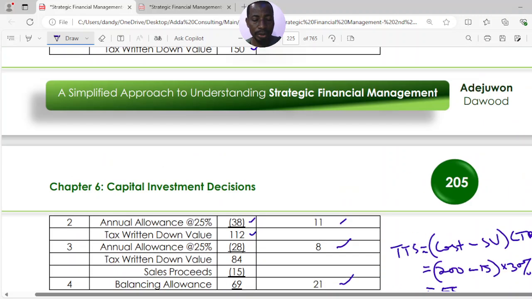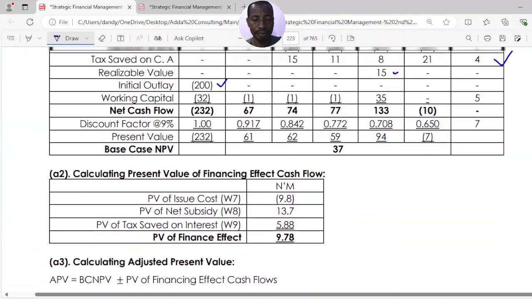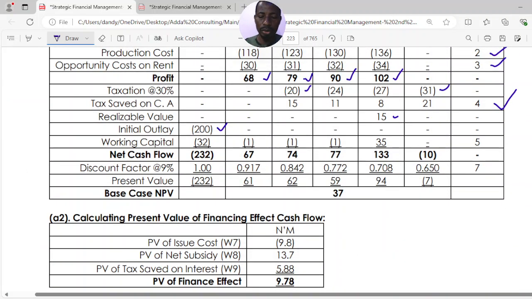So let us go and post incremental working capital. When you list everything, that's the incremental working capital. At this point, we need to find the net cash flow. Remember, we are still calculating base case NPV. So this will be 232, 67, 74, 77, 133, then 10. Then after this, remember what I told you.